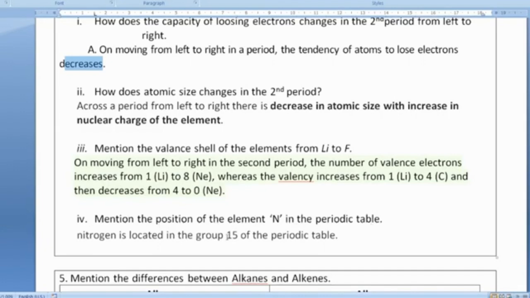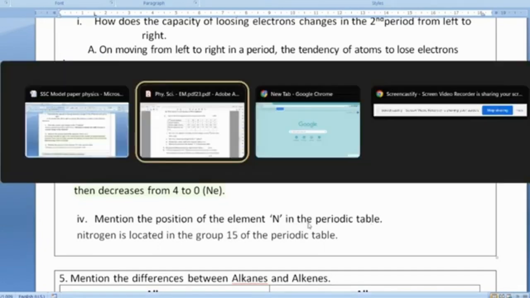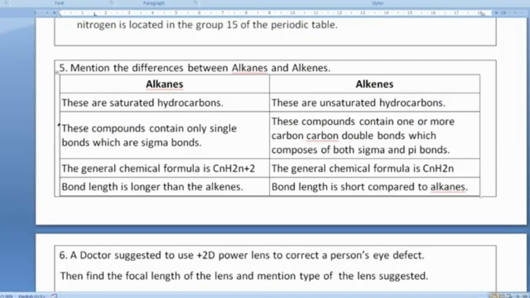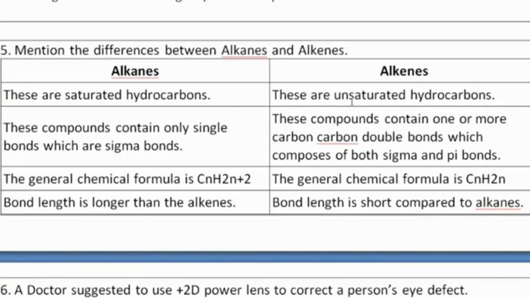So nitrogen is located in group 15 of the periodic table. Moving to the fifth question in section 2, mention the difference between alkanes and alkenes. So alkanes are saturated hydrocarbons, alkenes are unsaturated hydrocarbons. Alkanes contain only single bonds, whereas alkenes contain double bonds.